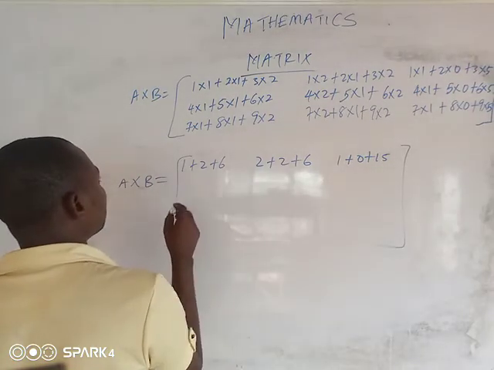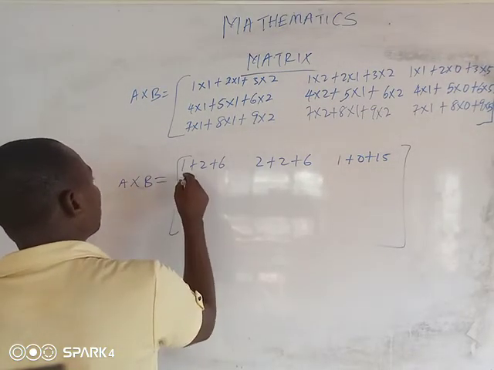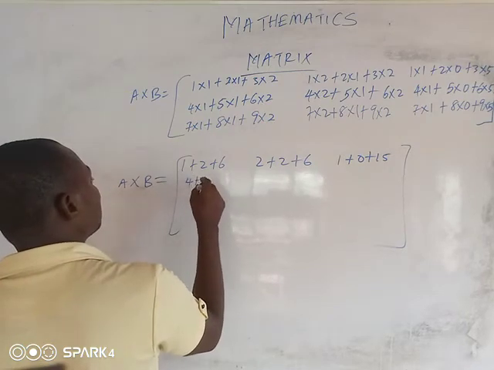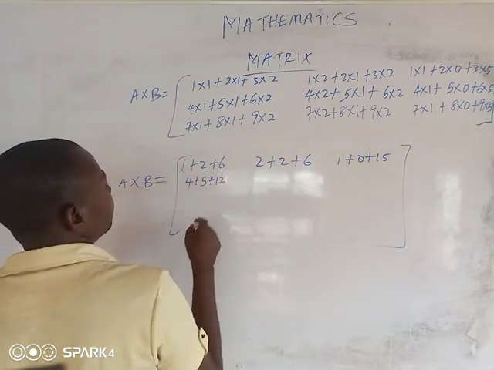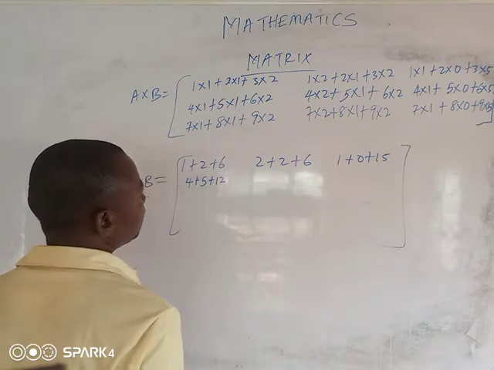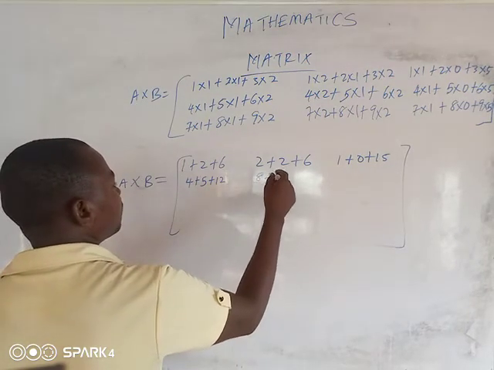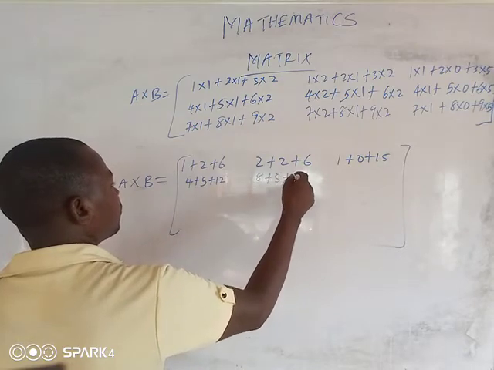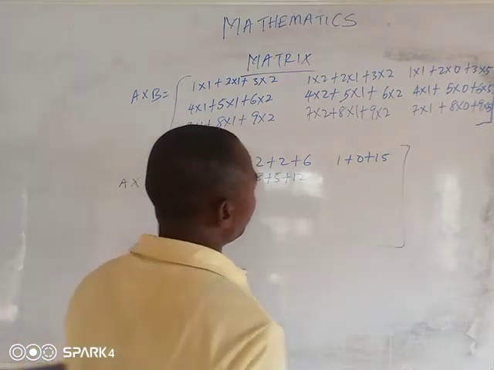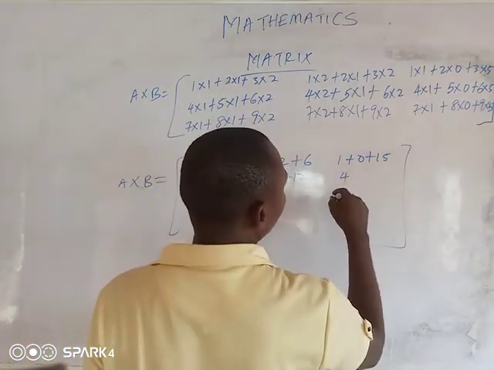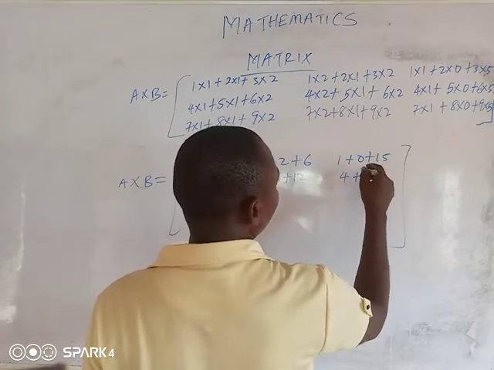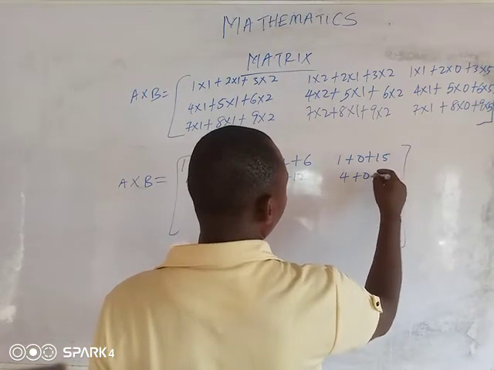So 4 times 1 will give us 4. 5 times 1 will give us 5. 6 times 2 will give us 12. 4 times 2 will give us 8. 5 times 1 will give us 5. 6 times 2 will give us 12. 4 times 1 will give us 4. 5 times 0 will give us 0. 6 times 5 will give us 30.